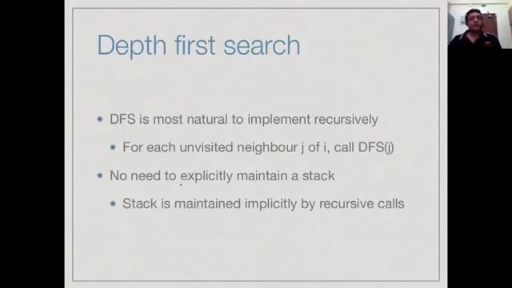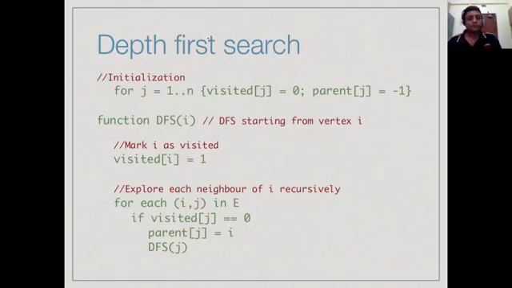Okay? So what we did explicitly with a stack can be done more cleverly if we just implement it recursively. So whenever we visit a new vertex j, we call DFS of j and suspend DFS of the current vertex i. So we don't have to explicitly maintain the stack that we were simulating, because it will be implicitly maintained by the recursive function calls. So DFS is therefore a very simple algorithm to implement.